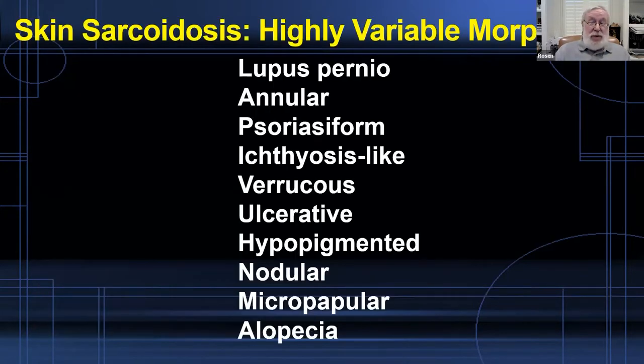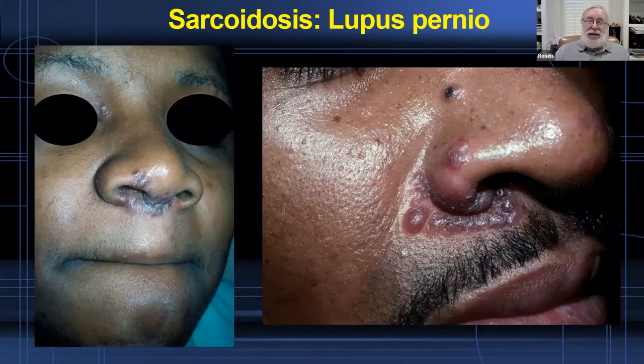Let's talk about skin for a second, since we're in dermatology. These are some of the types of skin findings one can see with sarcoid. Classic lupus pernio, annular, psoriasiform, ichthyosiform, verrucous, ulcerative, hypopigmented, nodular, micropapular, and even alopecia. This is classic lupus pernio. These purplish red, generally asymptomatic nodules seen around the orifices, around the eyes, around the nose, around the mouth. This is classic cutaneous sarcoid.